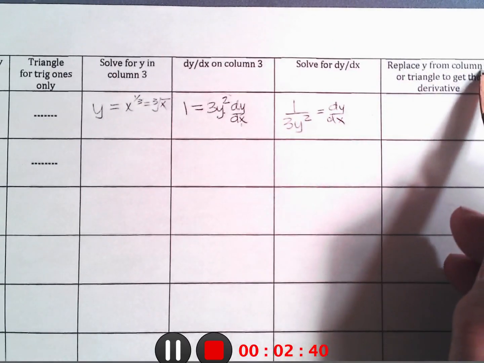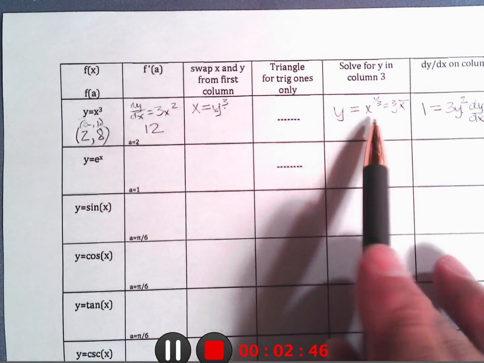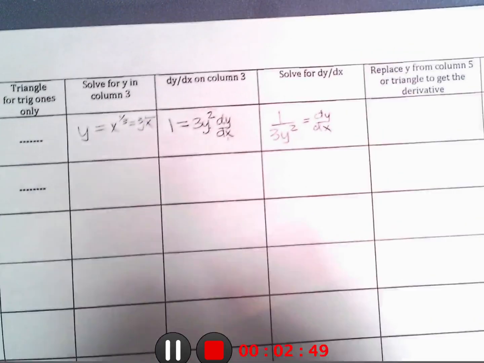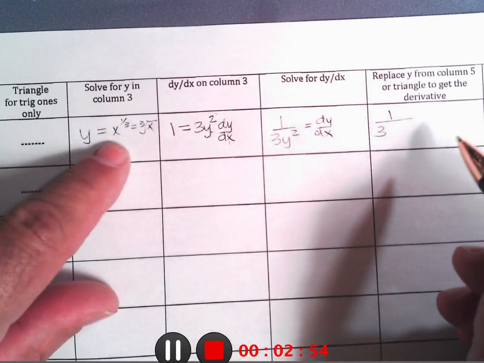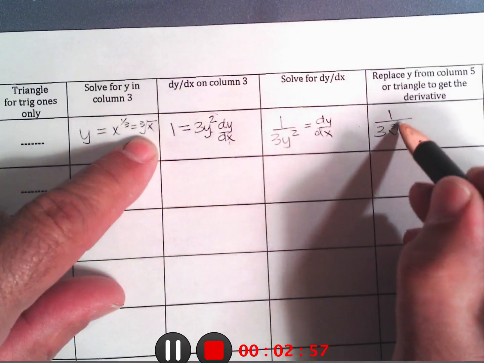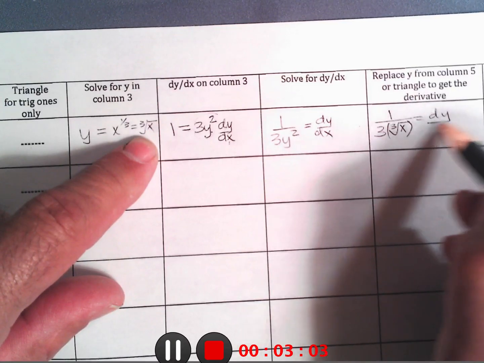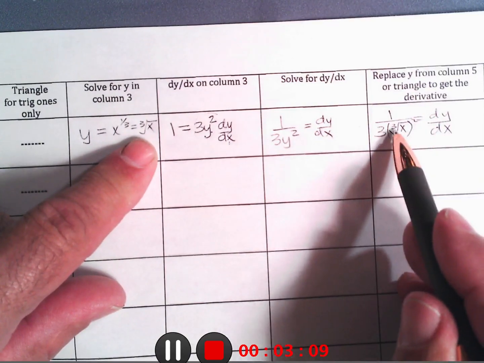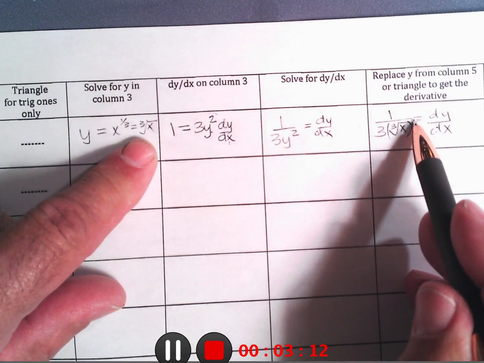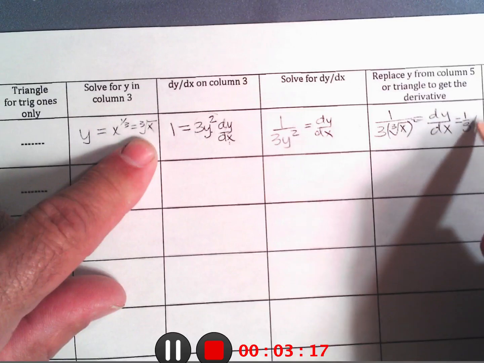And then if we replace y from what we had in column 5, so that's 1, 2, 3, 4, 5. If we use this for y, we get 1 over 3 times the cube root of x, squared, is dy/dx. And so x to the 1/3 to the 2 is what we thought it would be. So it's 1/3 x to the negative 2/3.